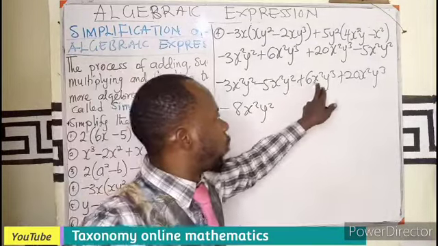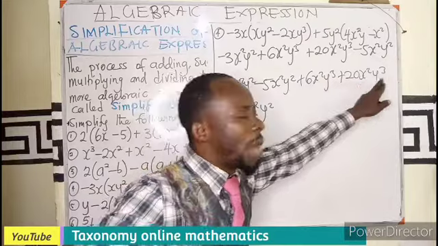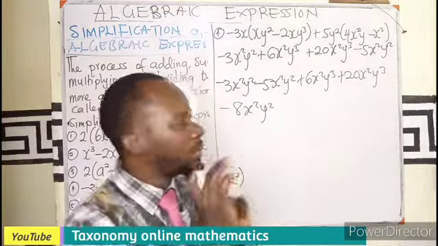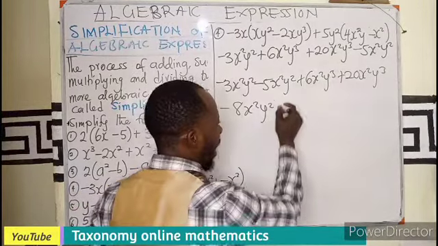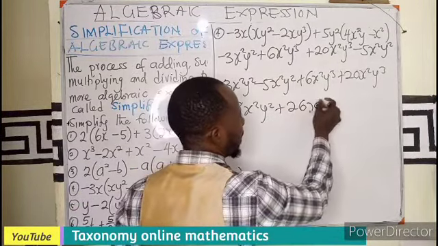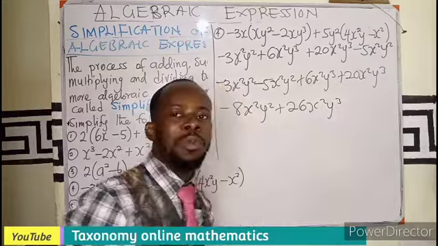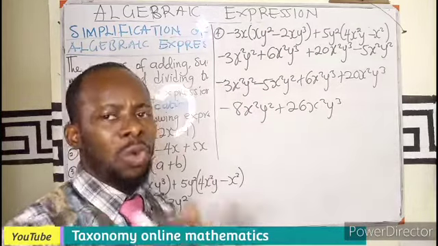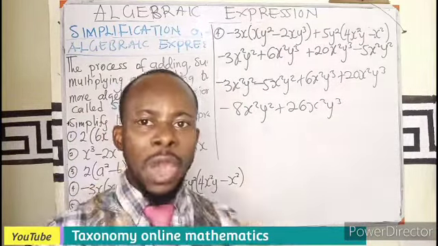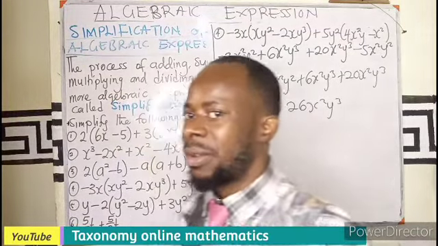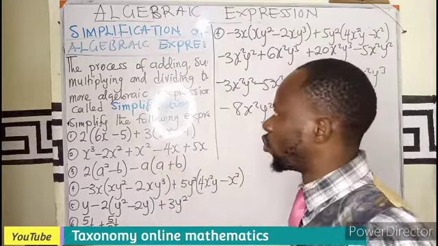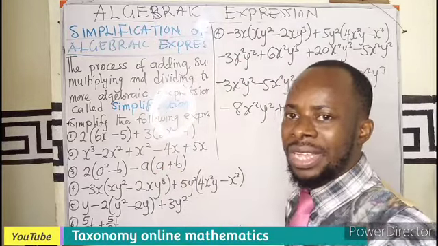Then this is also x squared, y cubed, x squared, y cubed, which are like terms. So I leave them behind, taking this 6 and this, so I have 26 x squared, y cubed. So simple, right? Under simplification, we are only interested in addition, subtraction, and multiplication. The division will come in where we have algebraic fractions.